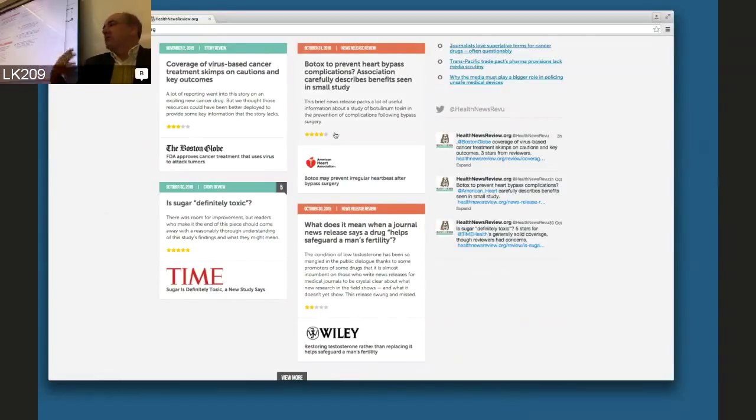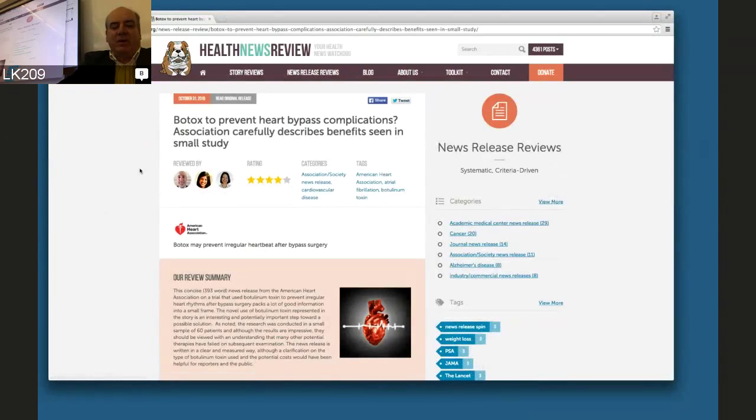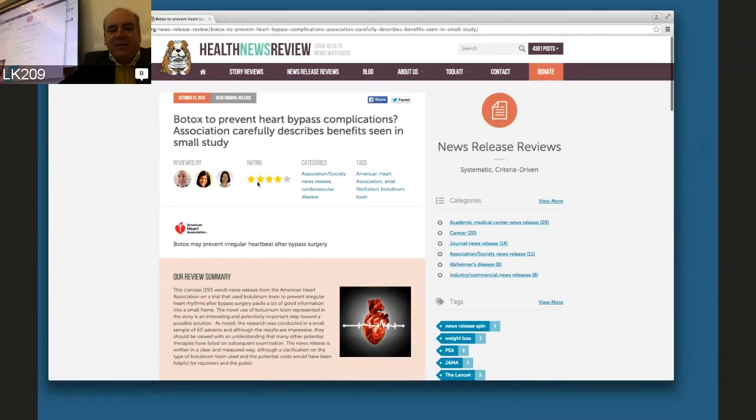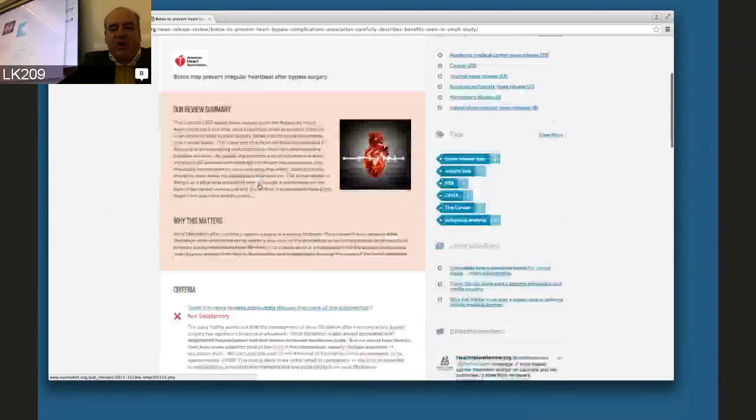And does the coverage adequately convey the strengths and weaknesses of the underlying literature? What I like about them is they're both constructive and critical. They give very strong rewards in terms of kudos and lessons for others for the articles that are well covered and where they have talked to all the right experts. And they have a very structured "why this matters" section.